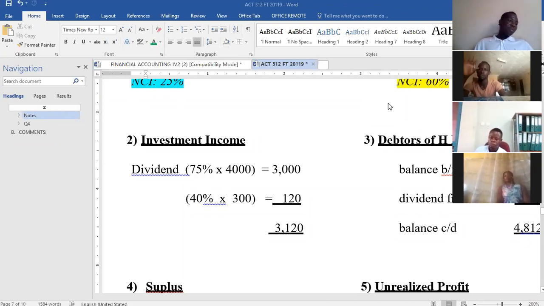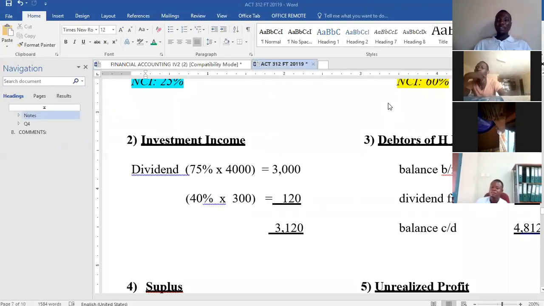No entries have been made in the books of H Limited in respect of... yes, Mercy. Error of omission. Error of omission. Let me hear another person too. Fred Williams, who has raised their hand. Same. Fred Williams, what type of error is that?